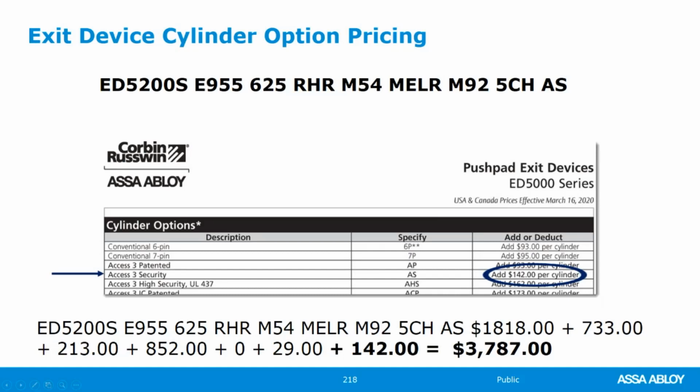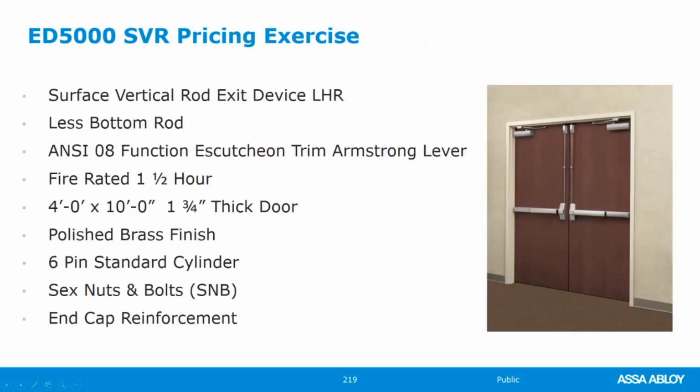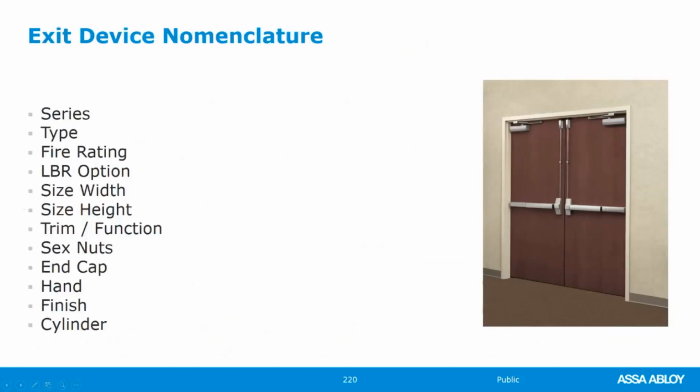Let's take a look at one more device quickly. We need a surface vertical rod, less bottom rod, with an ANSI 08 function, escutcheon trim with an Armstrong lever, fire rated 1.5 hours for a 4-foot wide by 10-foot high door, 1.75 inch thickness, polished brass, 6-pin standard cylinder with through bolts, and we want the end cap reinforcement.